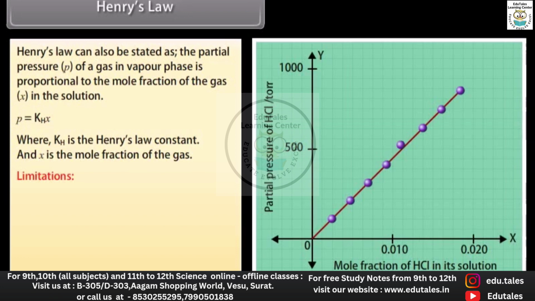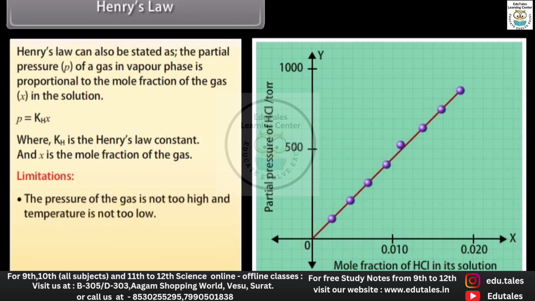Limitations. The pressure of the gas is not too high and temperature is not too low. The gas should not undergo any chemical change. The gas should not undergo association or dissociation in the solution.